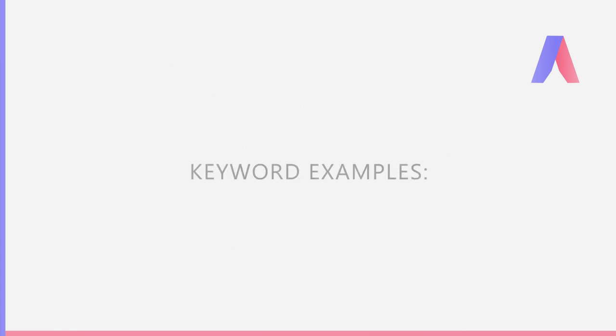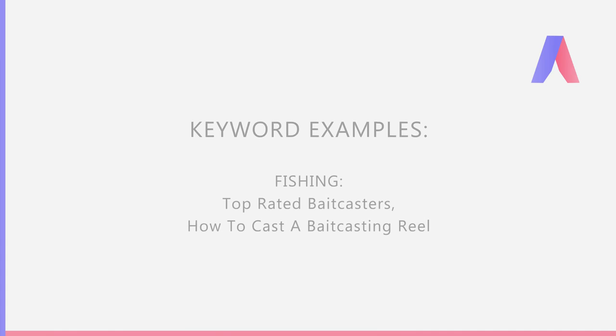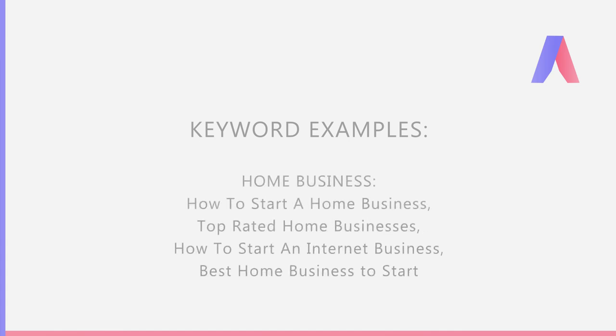Here are some examples. Keeping with the fishing theme, top rated bait casters. Obviously now they're moving more into a solution. They want to see what's out there that's the best to buy. How to cast a bait casting reel. There's the how-to coming into it. Home business: how to start a home business, top rated home businesses, how to start an internet business, best home businesses to start. These people are raring to go if they get the answer they want.